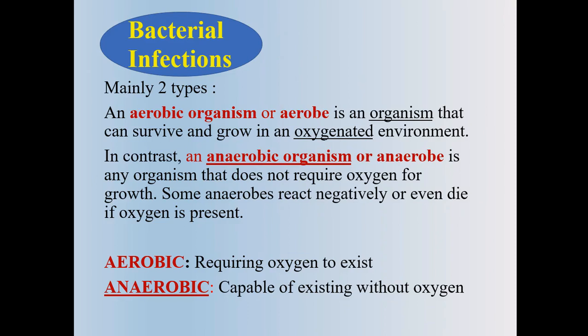Mainly there are two types of bacteria causing the infection. Aerobic bacteria or aerobe that can survive and grow in presence of oxygen, while the other type is anaerobic bacteria or anaerobe that does not require oxygen for growth. And mostly when there is infection, there is suppuration. Suppuration means pus formation, and whenever there is pus, there is no oxygen. So you can understand here that oral infections are mainly because of these anaerobic bacteria.